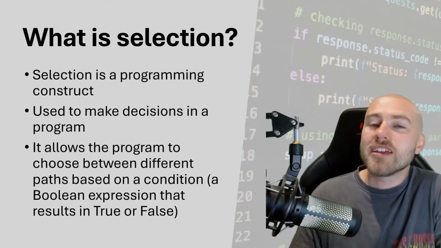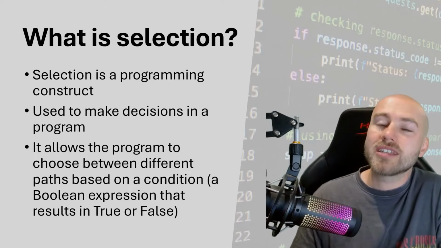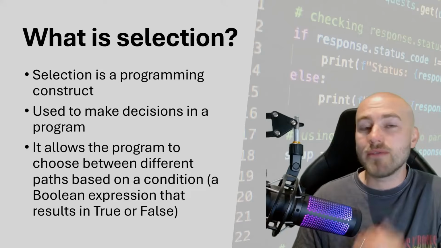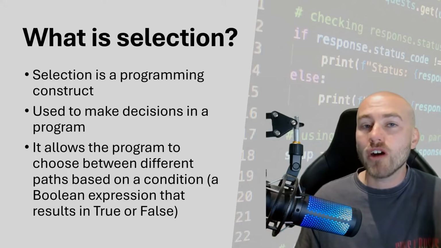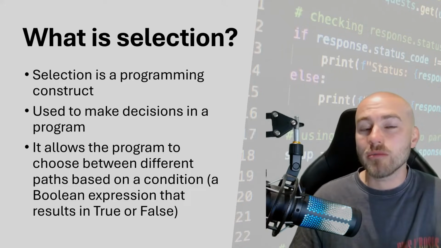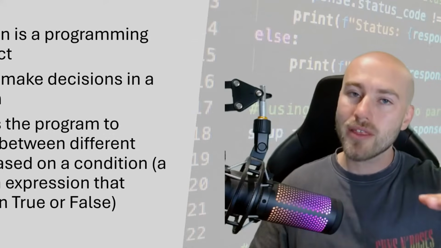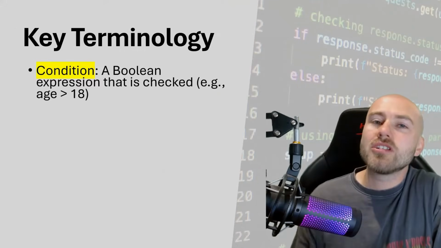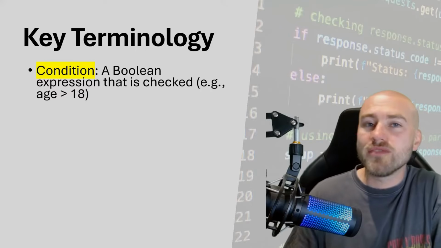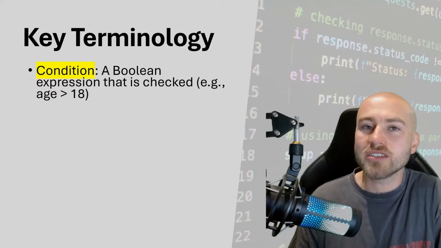So we are going to be making use of something known as a Boolean expression, which is how it's going to check if a condition is true or false, and depending on what the condition outcome is, it will then choose one path or another one. So there's going to be a lot of keywords that I'm going to be using throughout this video, so I'm just going to run through them really quickly so you know what I'm on about.